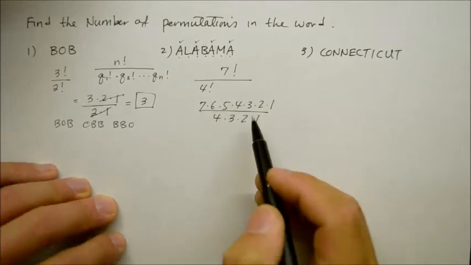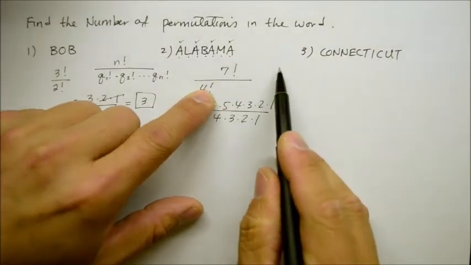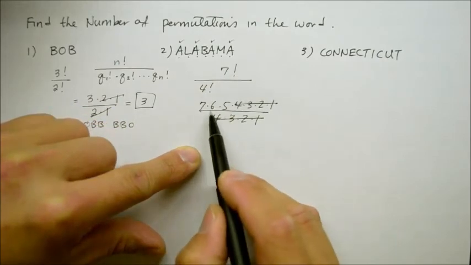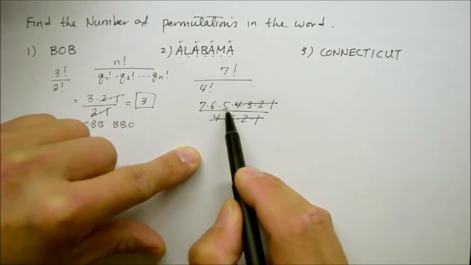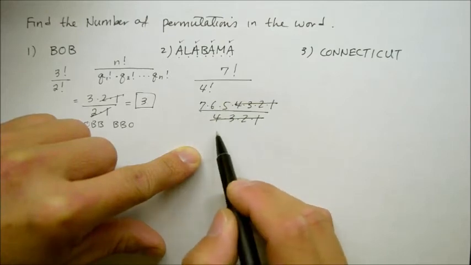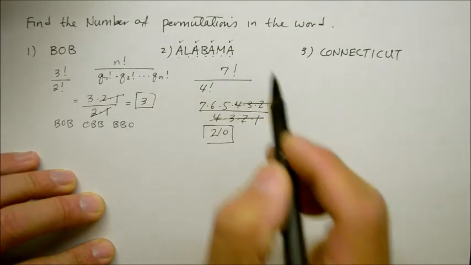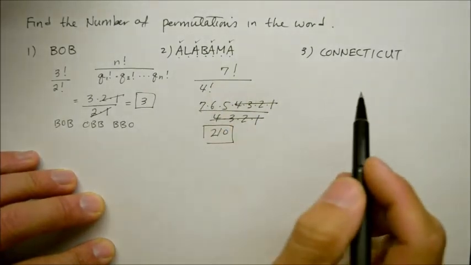If I knew that 4 factorial gets cut off next time, can I just not write that? Yeah, that would be the smart thing to do. So in this case, 6 times 5 is 30. 30 times 7, 3 times 7 was 21, with a 0. So there's 210 ways of arranging this word if we have repeating letters of A.